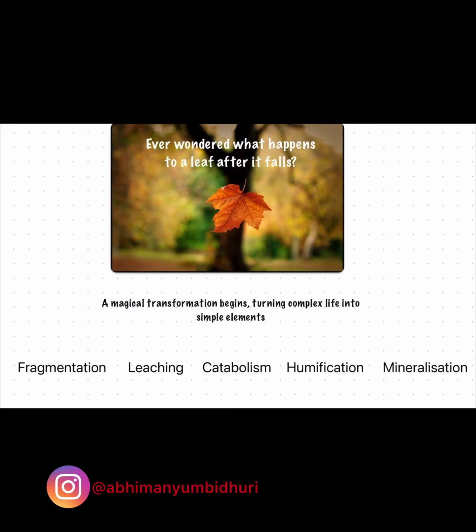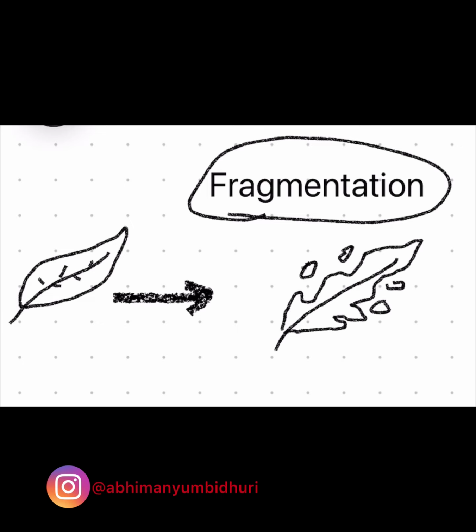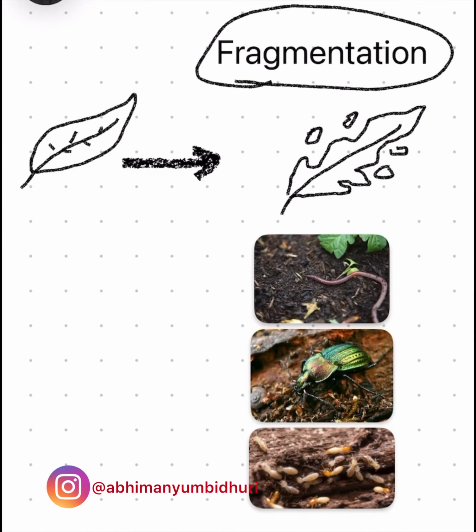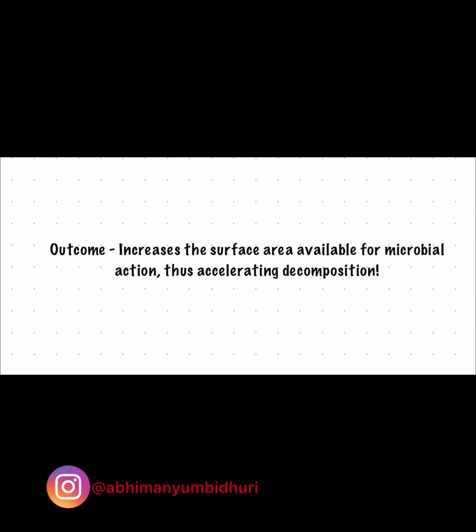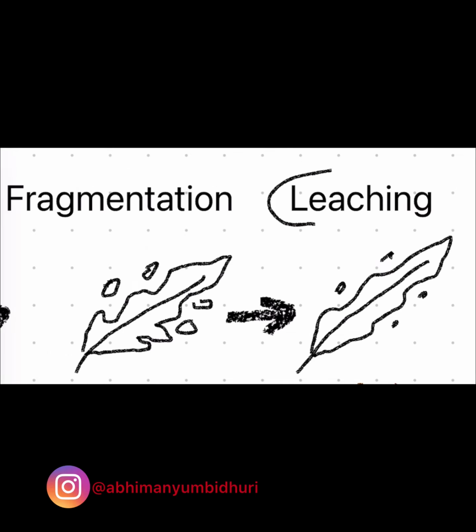The first step is fragmentation, that is, physical breakdown of the material into smaller pieces. Large detritivores such as earthworms, beetles, and termites start grinding the material, which increases the surface area available for microbial action, thus accelerating decomposition. The second step involved is leaching.